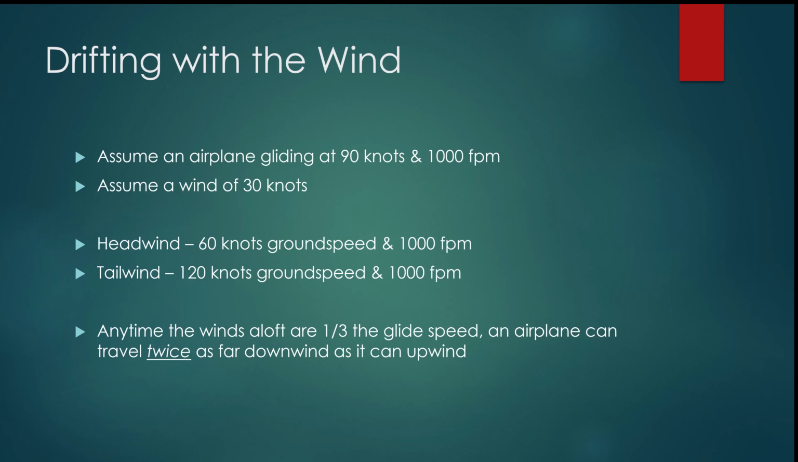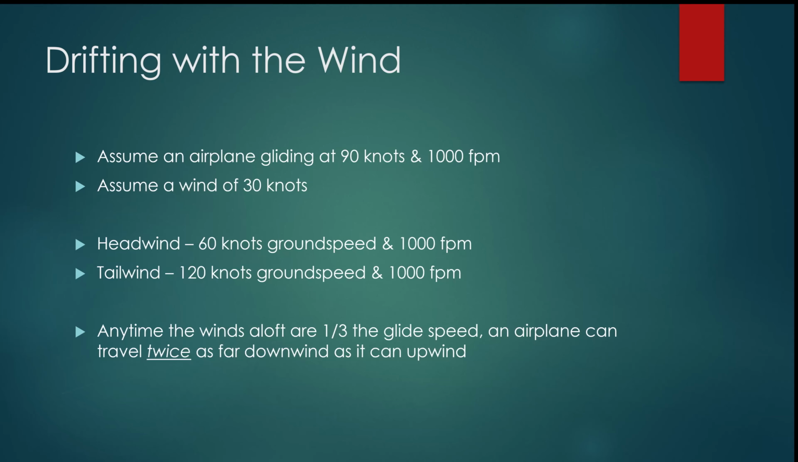By the way, if you just take that feet per minute and divide by 100, that just becomes 10. You have 60 knots forward, you have 10 knots down, which is the equivalent of 1,000 feet per minute. That's 60 to 10, that's a 6-to-1 glide ratio. That's not a good glide ratio.